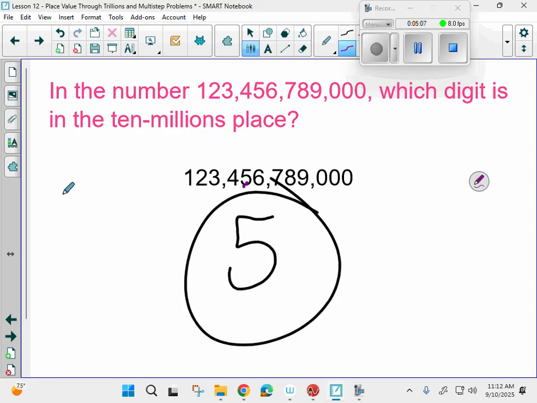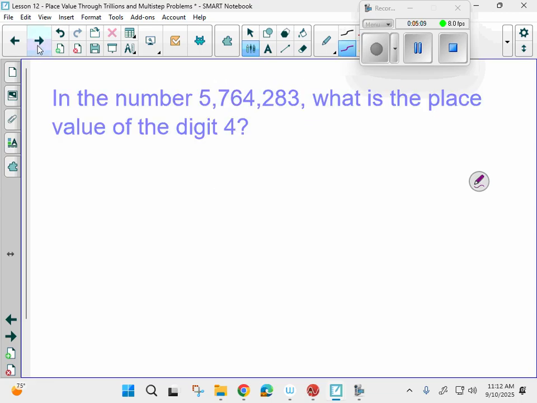All right, now write this lovely number down. Don't answer the question yet. Everyone write down the number, just the number. If I were to read that number aloud, it would be 5,764,283. That one was a little easier than the last one.